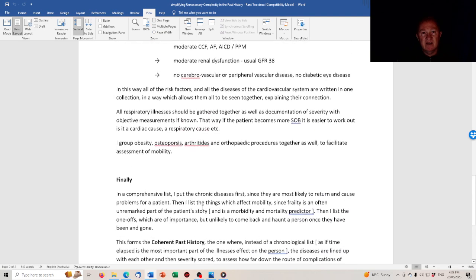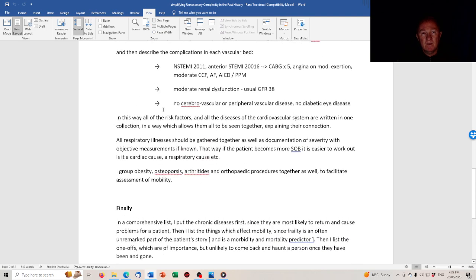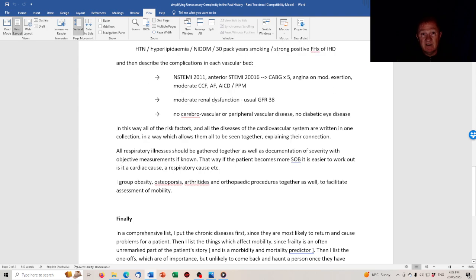When you can say that they're a severe vasculopath with moderate heart failure, moderate renal failure, it tells you a lot about the patient, and you've taken a big long list of diseases and you've shrunk it down into something where you can say it in just a few words. That's where you get coherence.